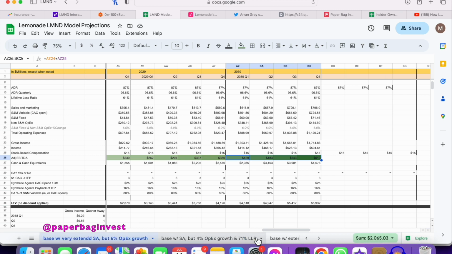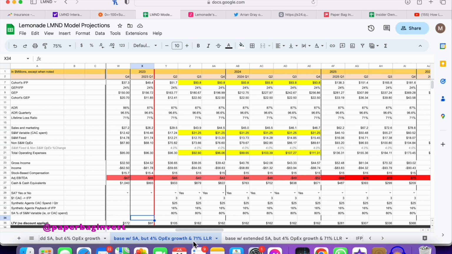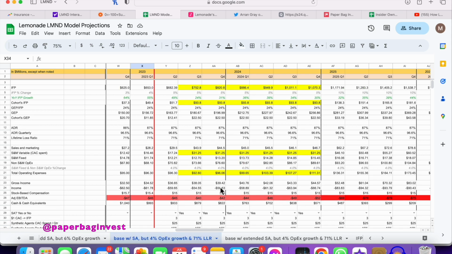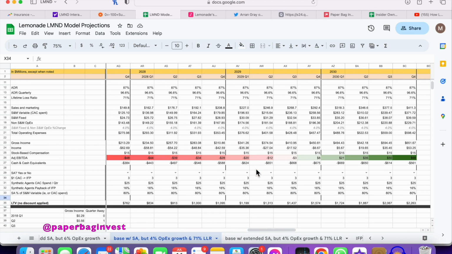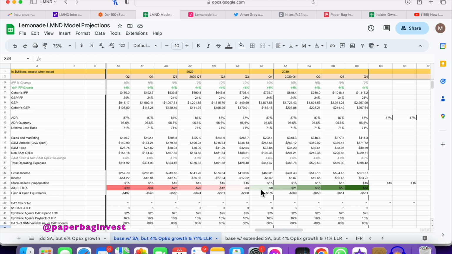Next, I want to look at the final couple cases. First of all, 4% operating expense growth, but a 71% LL, or lifetime loss ratio. So a little bit pessimistic on both of those variables: 71% and 4% operating expense growth. That gets us to profitability in 2029, and then in 2030, starting to turn a corner, having 174 million in adjusted EBITDA.